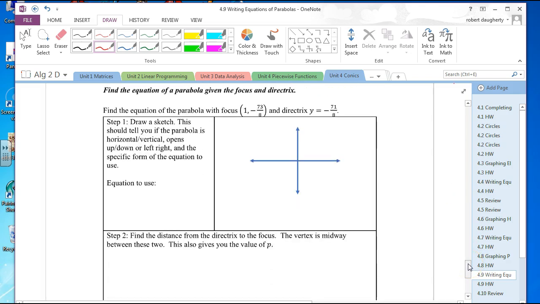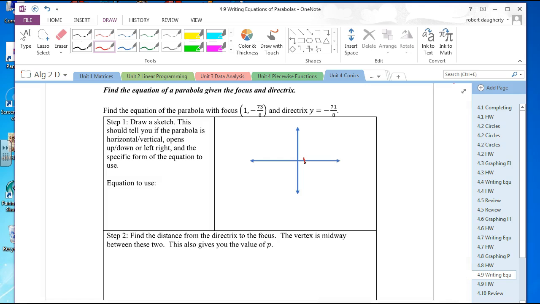Now, this is the one that people don't like. Find the equation of the parabola with a focus at 1, negative 73/8. Why do people not like this one? Just don't like the numbers, right? Okay. So the focus is at 1, negative 73/8, and the directrix is at negative 71/8. If I go over 1, which of these is lower, negative 73/8 or negative 71/8? Negative 73/8.